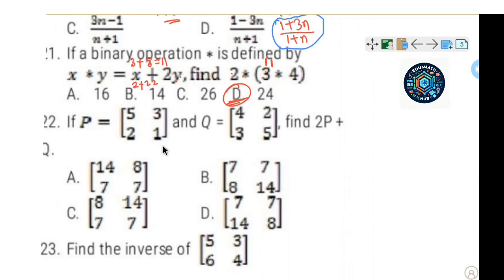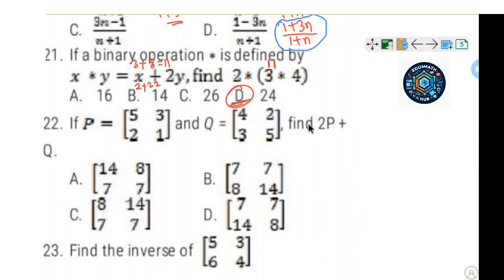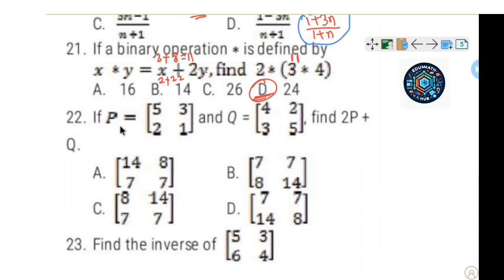Now this is a matrix. When you have to find 2p plus q, where p is this and q is this, that's what you are looking for. Very simple. When you're adding matrices, you add them according to the corresponding terms. The terms in the same positions add up to each other. The first term of one adds to the first term of the second one.